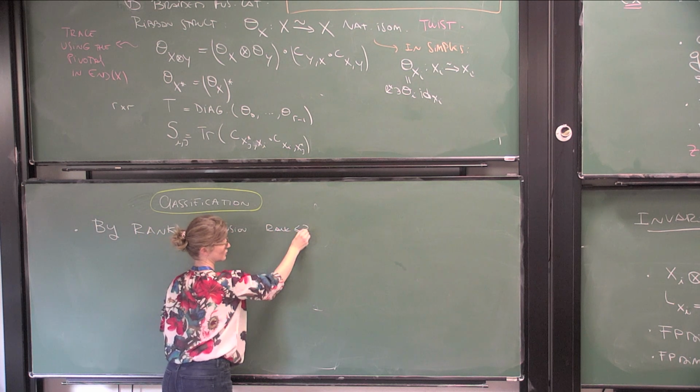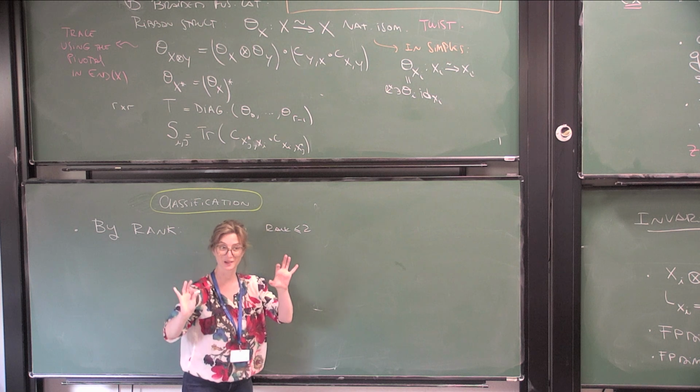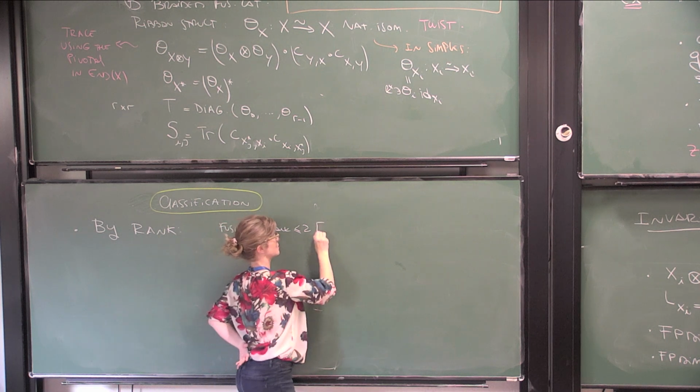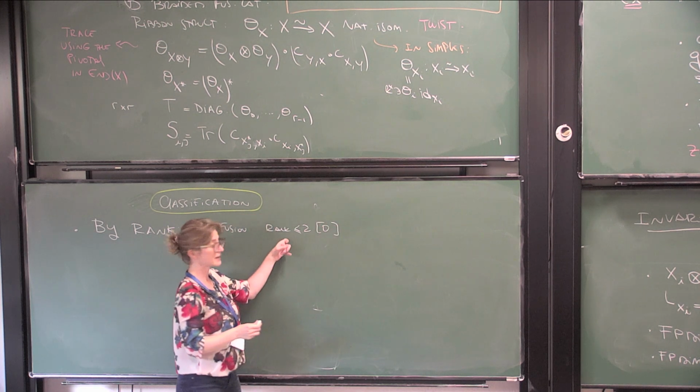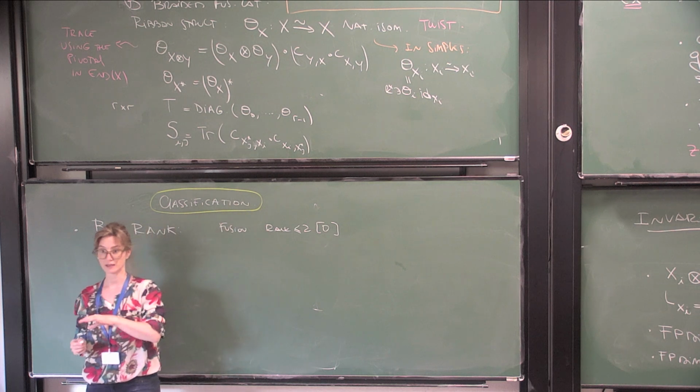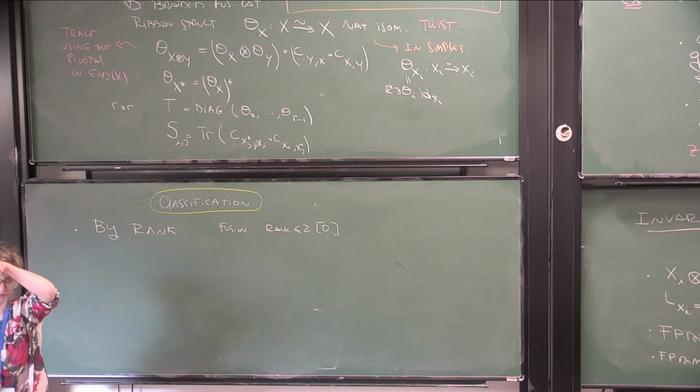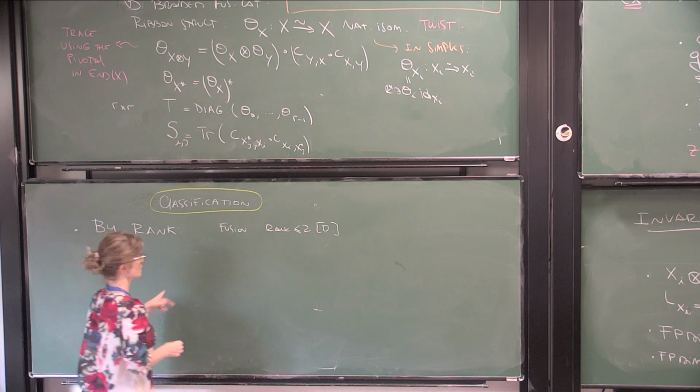Sadly, I have to say that that's what we know for fusion, rank 2, so the unit and 1 extra. It's kind of sad. This is by Ostrik. And he actually had to use braidings and modular categories. He had to go to the center of the category to do this classification. So up to rank 2.